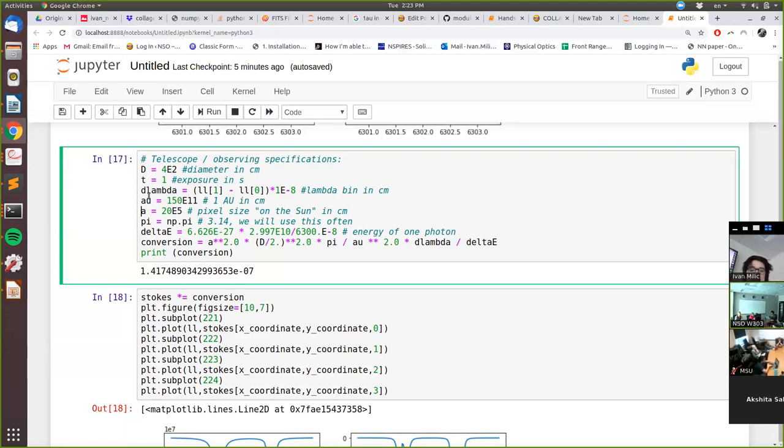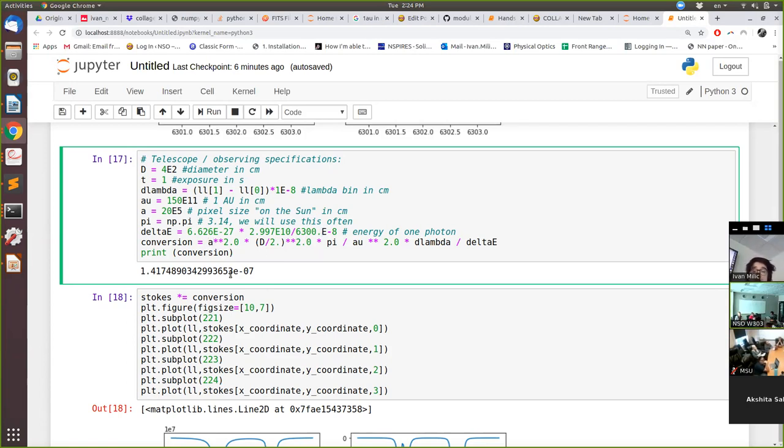Then there is the pixel size, A, which is 20 kilometers, which is 20 × 10^5 centimeters. Pi, I just denoted it this way because we'll need it in quite a few situations. This delta E is the energy of one photon. I don't have to be worried about my wavelength changing because, as I said, in solar observations with all these instruments we usually focus on very small wavelength intervals. So I can say roughly the energy of my photon corresponds to the wavelength of 6,300 angstroms.